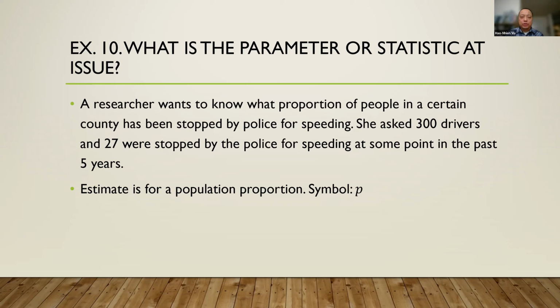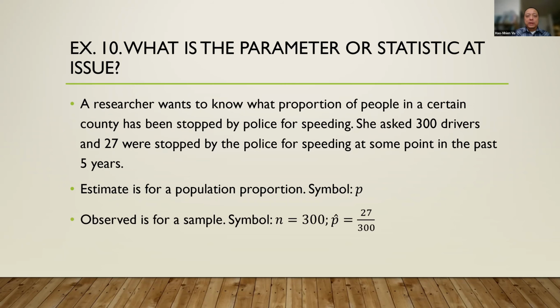Okay, what the researcher wants to estimate is the proportion in the whole population. So it's a population proportion P. What the researcher observed was out of 300 drivers, so that's a sample size, N equals 300. There was a proportion of 27 out of 300 that got stopped by police, so that's a sample proportion of P hat.